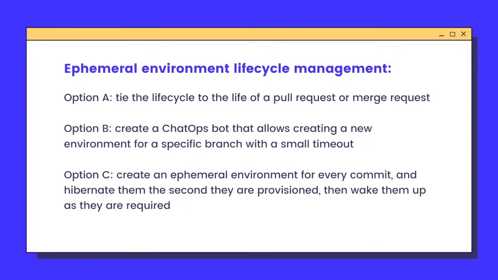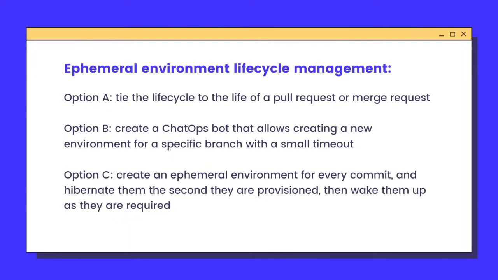Another approach is to create a chat ops bot that allows creating new environments for a specific branch with a specific timeout. So, for example, user types /PRBot create in the GitHub issue description, and that could create an environment. Or in Slack, the user could do the same thing. This requires the environment to be provisioned at the time that it's required, which can be slow. And it's, again, hard to tell when to delete these.